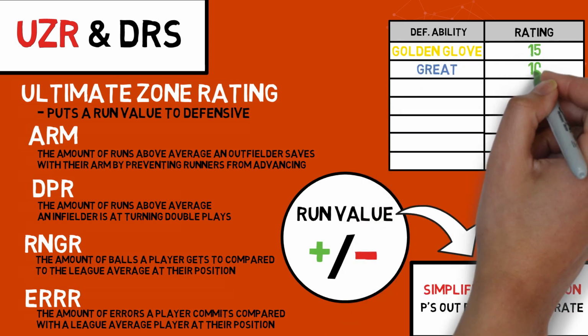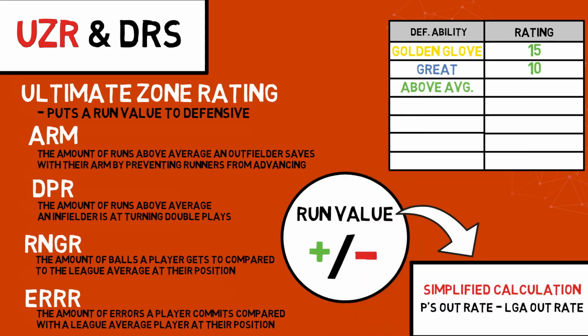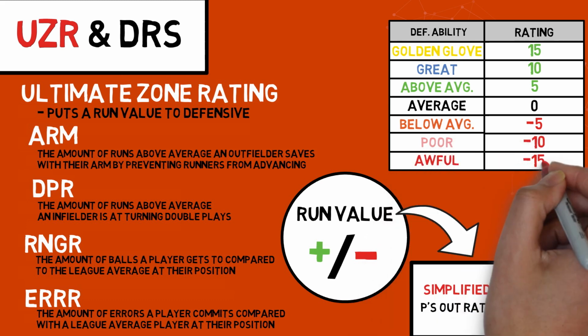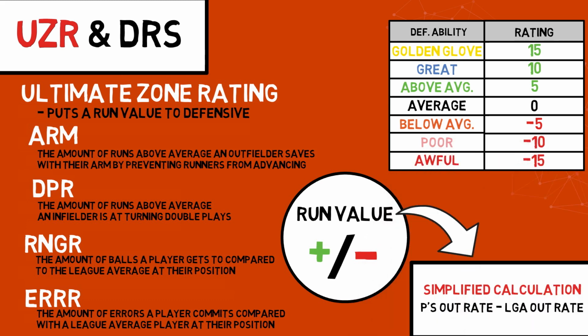You go down by 5 each time to see how these players separate themselves from great to above average to average. And like I said, the scores below 0 show you a player is performing below league average. The further negative you get, the worse the player is.